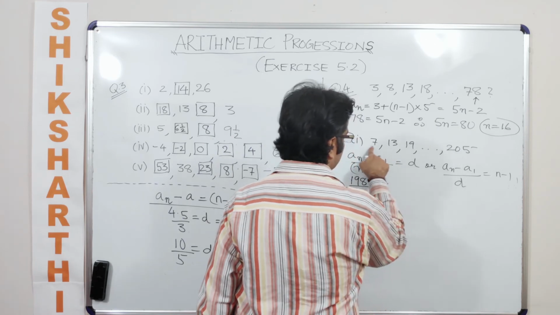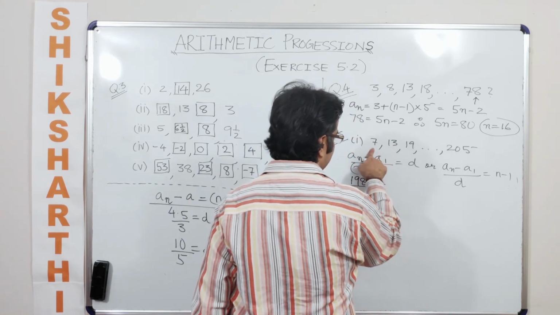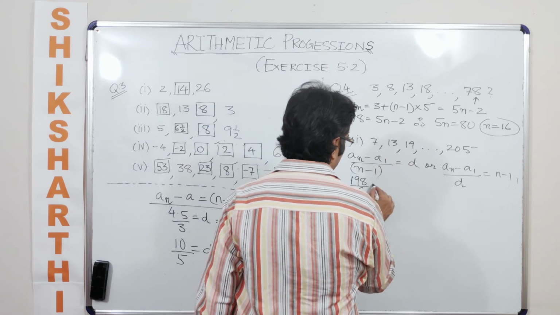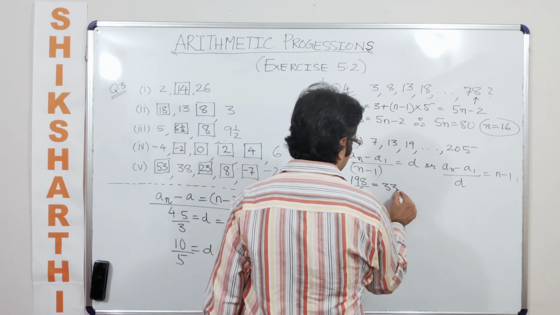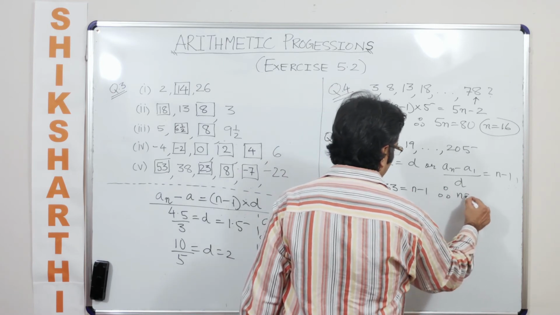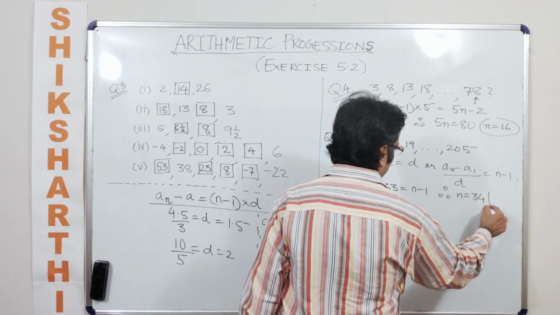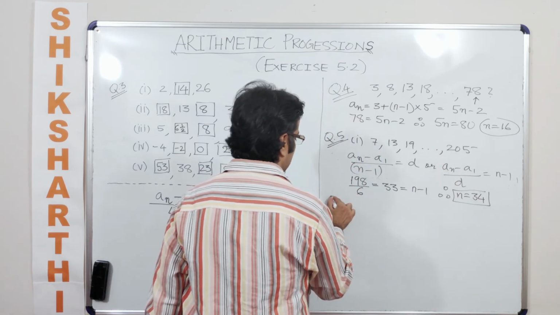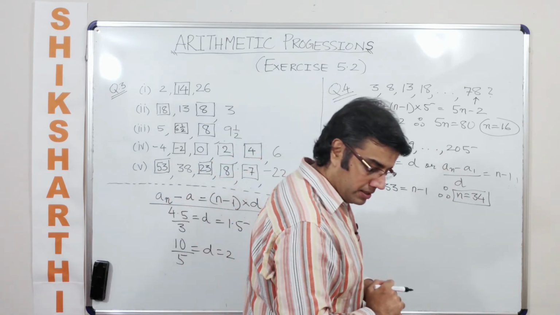What is the common difference here? The common difference here is 13 minus 7 or 19 minus 13, which is how much? 6. So this comes out to be 33, but this is not the value of n, this is the value of n minus 1. Therefore the value of n comes out to be 34. So how many terms exist in this series? 34 terms. Let's talk about the second part here.